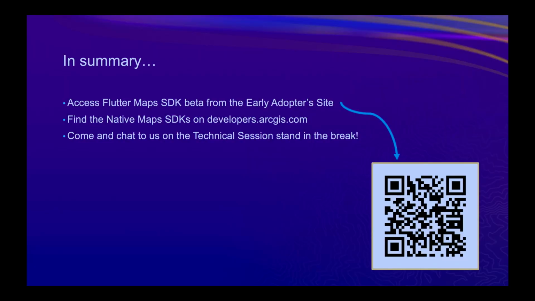Like we said, it's now available to access via the early adopter site on Esri, so you can go to that today and sign up and start prototyping. Meanwhile, you can find the rest of the Native Maps SDK on developers.arcgis.com. And if you want to come and ask any questions after this event, we will be downstairs in the tech zone at the technical session stand.